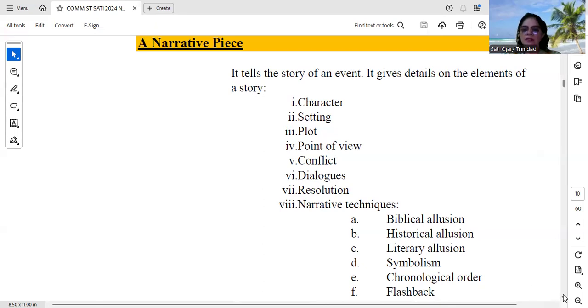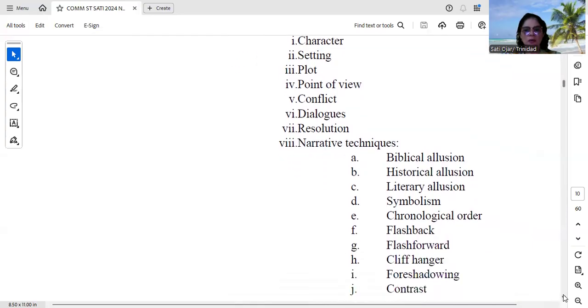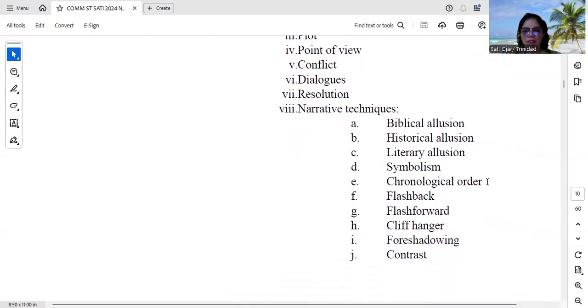Symbolism is another narrative technique. Chronological order, where the story is told in the exact order in which it took place, is another narrative technique. Flashback, where the story starts at the ending and then goes backwards to tell you what happened. Flash forward is where you jump time in the story, like 2 weeks, a month, or a year. Cliffhanger is a narrative technique in which the story ends in such a way that leaves the reader wondering how it really ended, what would actually happen.